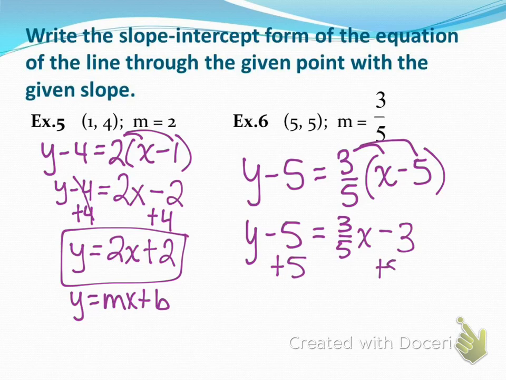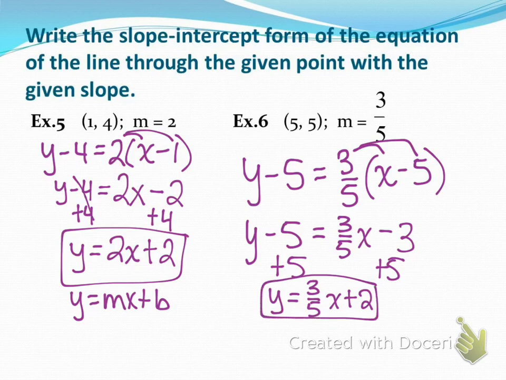Add 5 to both sides. We get y equals 3/5 x plus 2. Make sure you're being careful with adding your integers. This is a minus 3. We have to treat it like a negative 3.